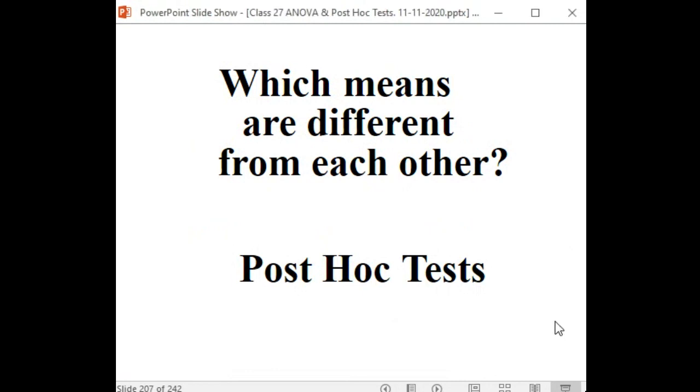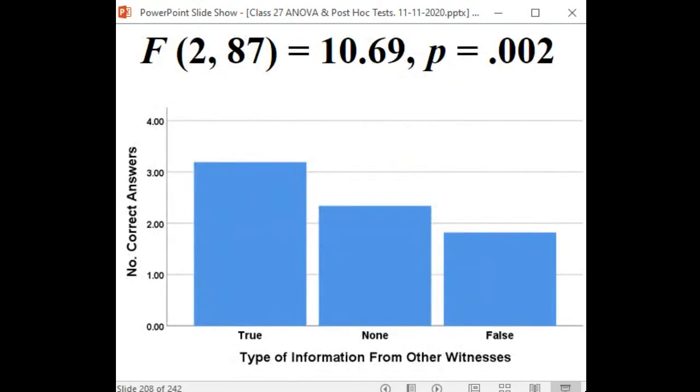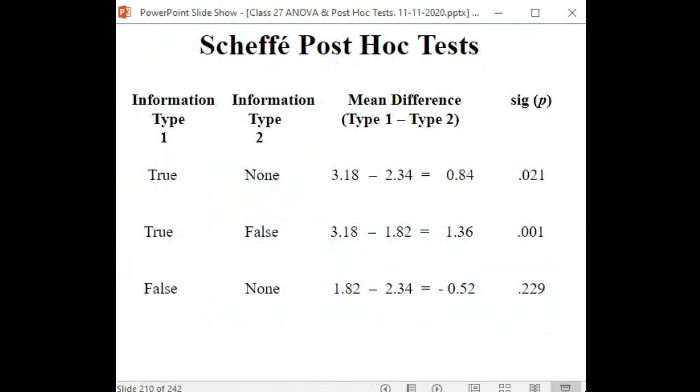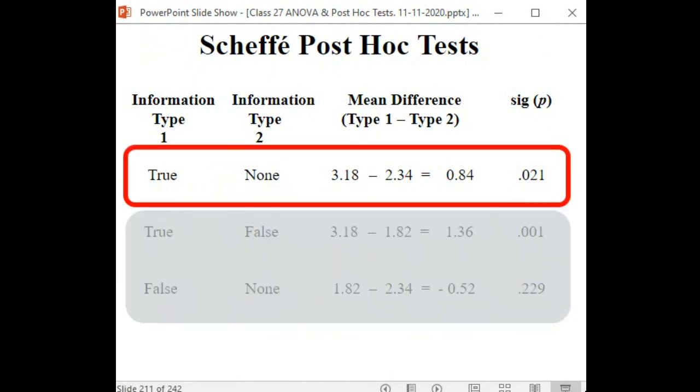So let's do that. Here are our 3 groups, and here are their exact means: 3.18, 2.34, and 1.82. Which of these three means are different from each other? This printout of the post-hoc tests will tell us. Let's begin by looking at the first row.